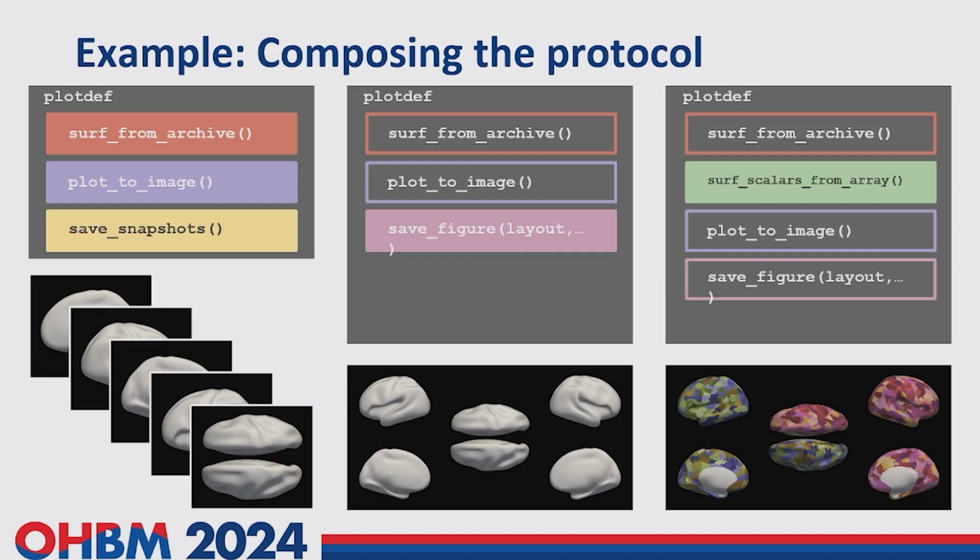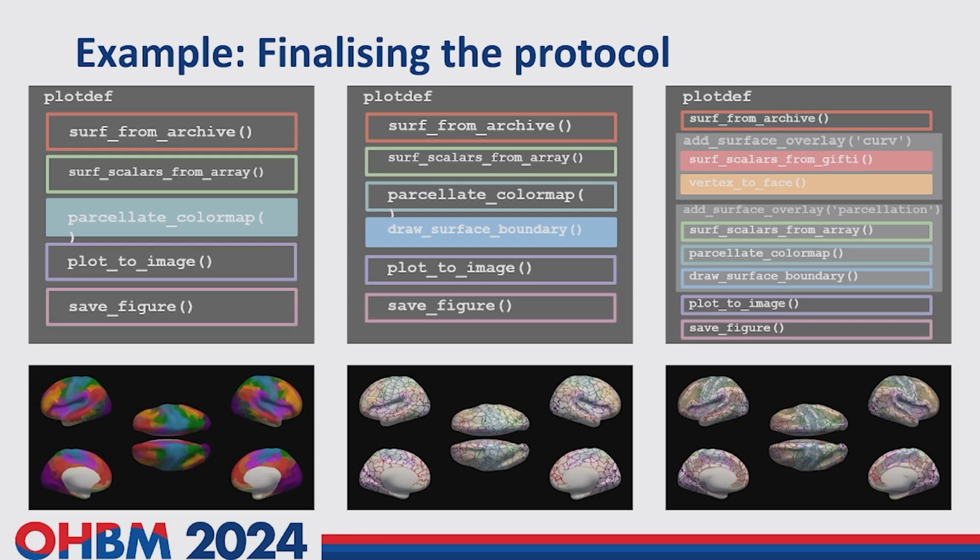Now that we've specified and annotated the layout of our figure, we need to build up the visualization protocol itself, using plotdef to compose primitives. We use the primitive save figure to structure the outputs using the layout we defined. The parcellation that we're learning is surface-based, so we'll add a primitive that interprets input data accordingly, surf scalars from array. We also want to interpret the input data set as a parcellation, and we want to track the changes in parcel boundaries as the model learns. So we choose the corresponding primitive building blocks: parcellate, color map, and draw surface boundary. Finally, nesting our primitives in add surface overlay enables simultaneously overlaying multiple data sets in the same surface geometry.